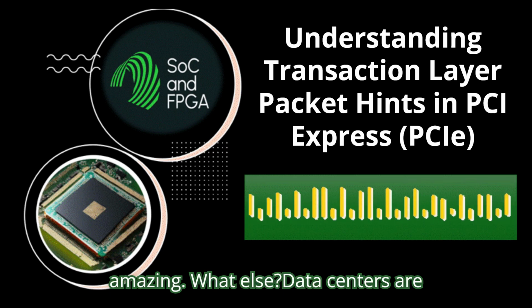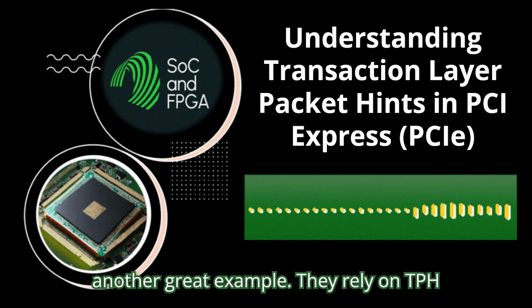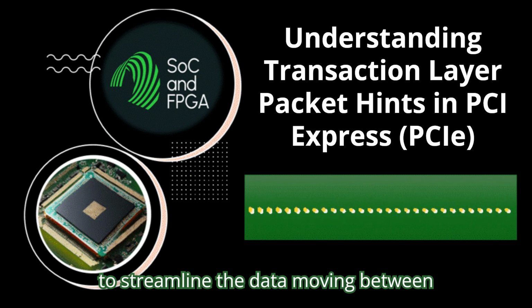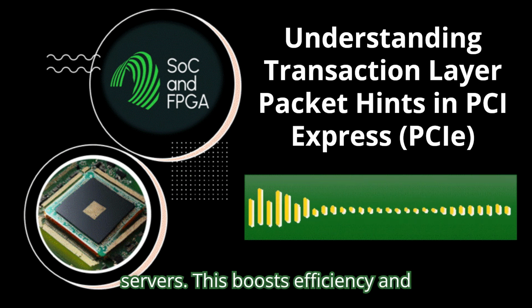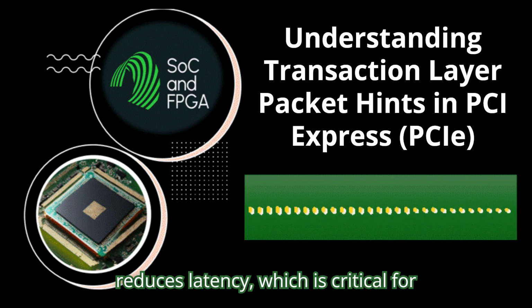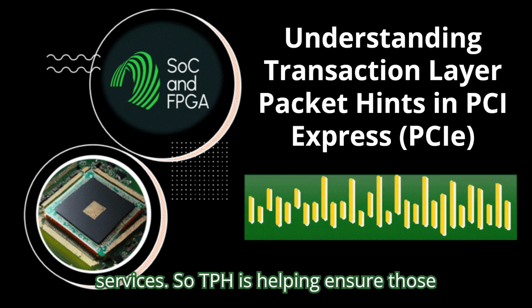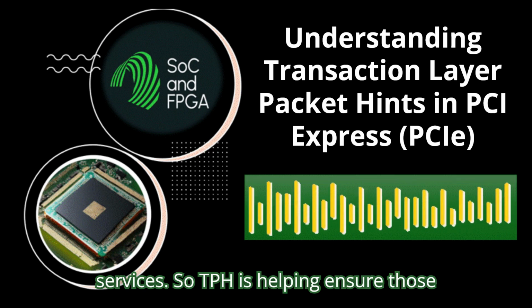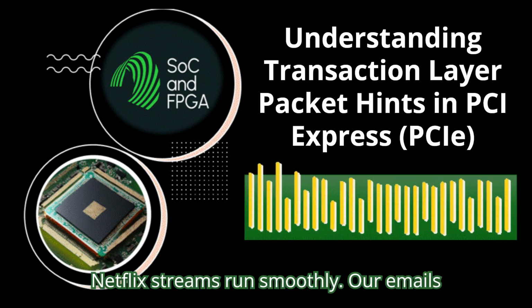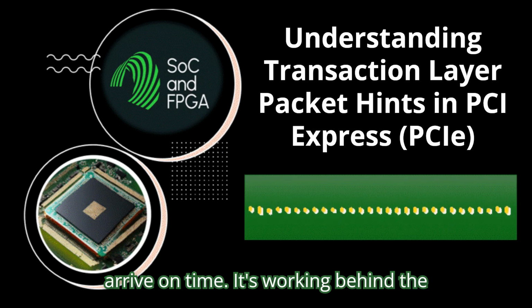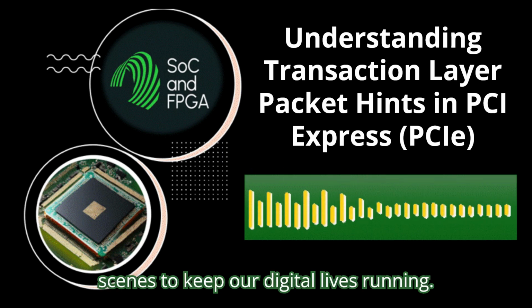Wow, that's pretty amazing. What else? Data centers are another great example. They rely on TPH to streamline the data moving between servers. This boosts efficiency and reduces latency, which is critical for things like cloud computing and online services. So TPH is helping ensure those Netflix streams run smoothly and our emails arrive on time. It's working behind the scenes to keep our digital lives running.